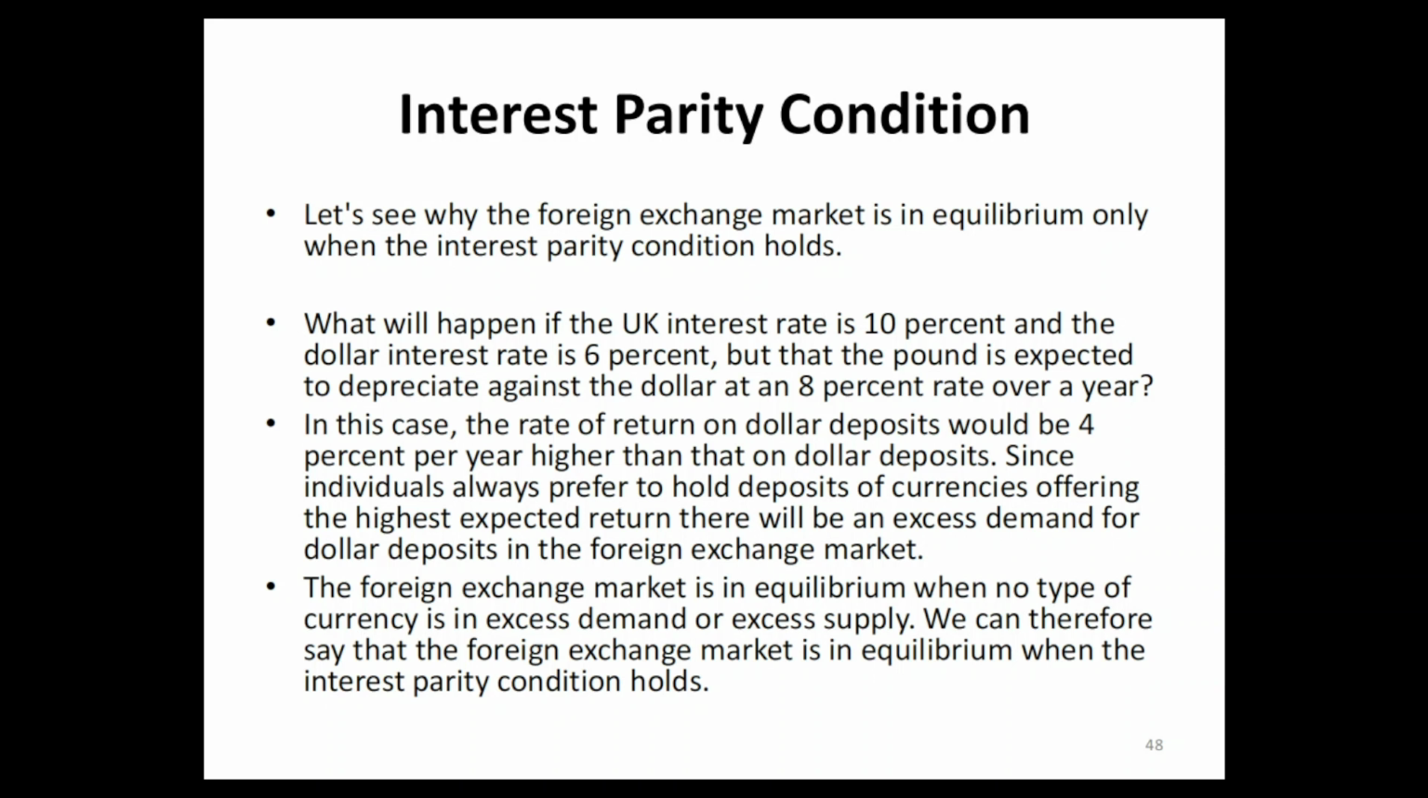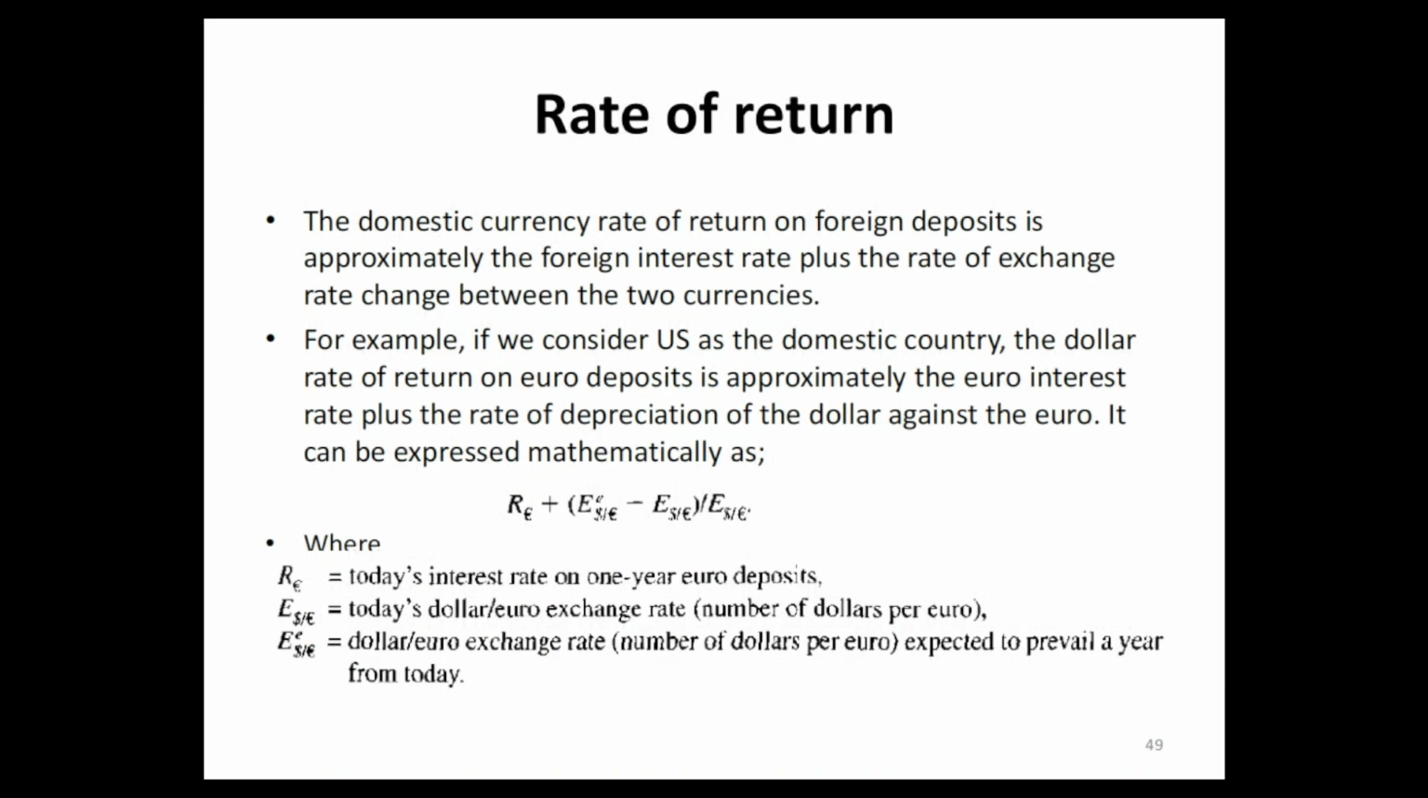So we can therefore say that the foreign exchange market is in equilibrium when the interest parity condition holds, right. So the interest rate parity condition must hold for the foreign exchange market to be in equilibrium, right. So the rate of return, when we look at it: the domestic currency rate of return on a foreign deposit is approximately the foreign interest rate plus the rate of exchange rate change between the two currencies, right?